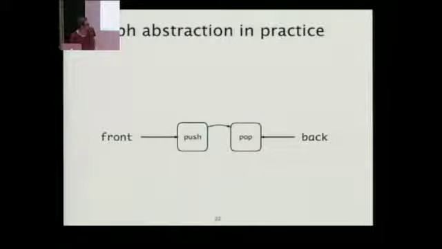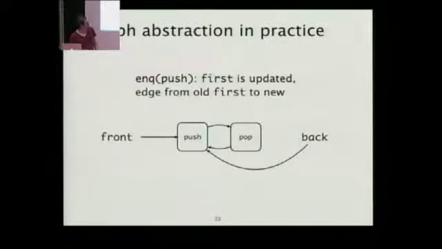If we go back to this mailbox, we enqueue push, we enqueue pop, and now we enqueue push again. We already have a push node, so we add an edge from pop to push, and we update the back edge, and now we have a cycle in this mailbox.